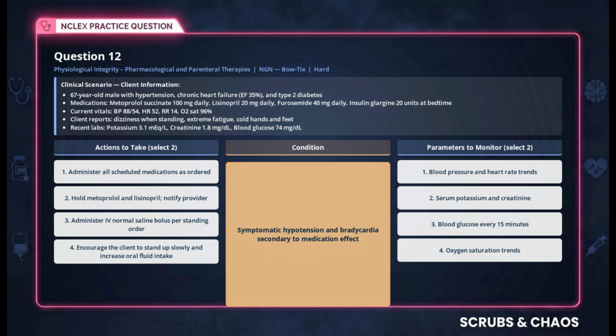Bowtie question. This is next-gen NCLEX territory. Read the full picture before you pick anything. A 67-year-old male with heart failure, hypertension, and type 2 diabetes, on metoprolol succinate, lisinopril, furosemide, and insulin glargine. Vitals, BP 88/54, heart rate 52. Client reports dizziness, extreme fatigue, and cold hands and feet. Labs: potassium 3.1, creatinine 1.8, blood glucose 74. Select two actions, identify the condition, and select two parameters to monitor.